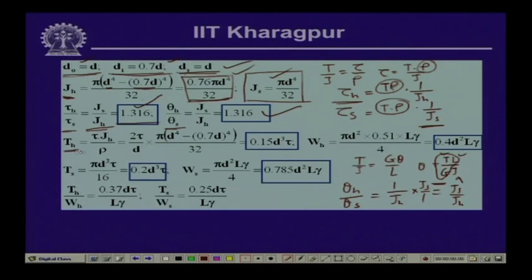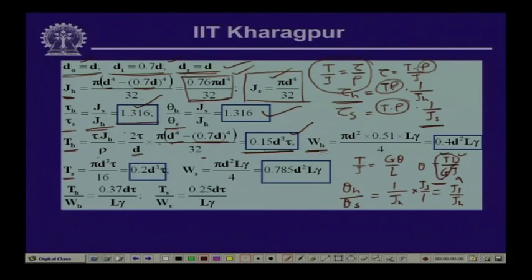So, we can compute the twisting moment that can be resisted by the hollow section and the twisting moment that can be resisted by the solid section. The twisting moment that can be resisted by the hollow section is equal to tau J by rho. This is from the expression T by J equals tau by rho. Rho is again equal to d by 2, and J h, as we have seen, is pi by 32 times d to the power 4 minus the inner diameter 0.7 d to the power 4. This gives us a value of 0.15 d cubed times tau.